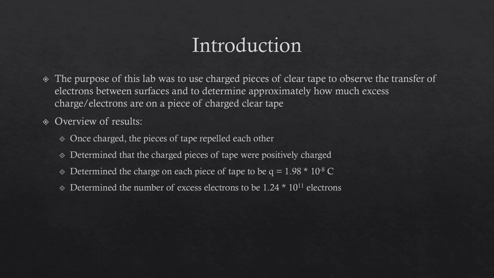For a basic overview of my results, I found that once charged, the pieces of tape repelled each other. I determined that the charged pieces of tape were positively charged. I determined that the charge on each piece of tape was approximately 1.98 times 10 to the negative 8th coulombs, and I determined the number of excess electrons to be 1.24 times 10 to the 11th electrons.